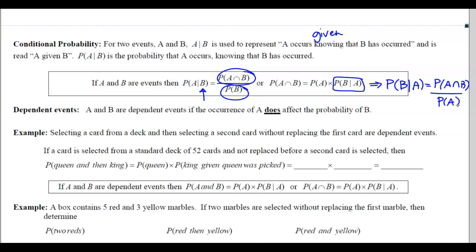Whatever that given event is, that's the probability in the denominator. Those match up. Now, you will be given the formula, so you don't have to memorize it, but it's sort of nice to be aware of that.